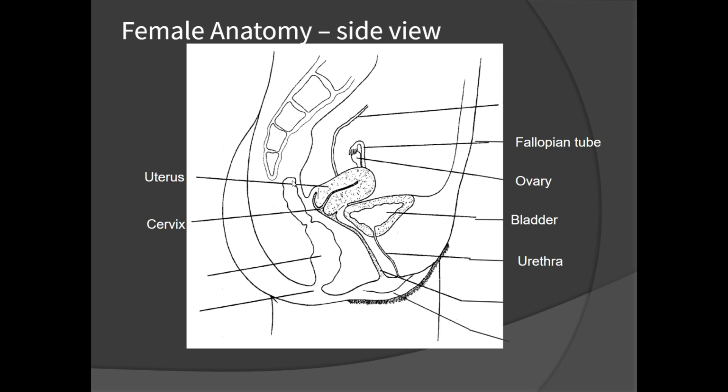The urethra, which is connected to the urinary bladder. The vagina, which is connected to the cervix and in turn the uterus. And the vulva, okay, the external structures.